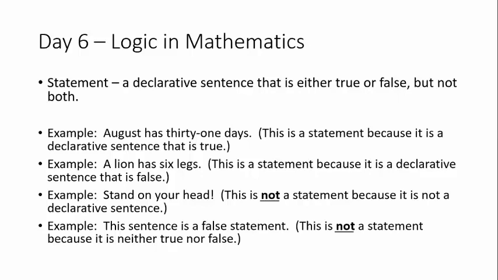The second example, a lion has 6 legs. You may be giggling at this point. A lion does not have 6 legs. But this is a statement in mathematics because it is a declarative sentence that is false.